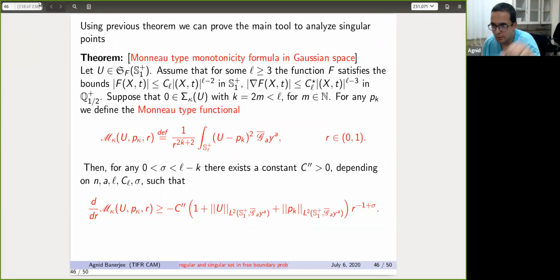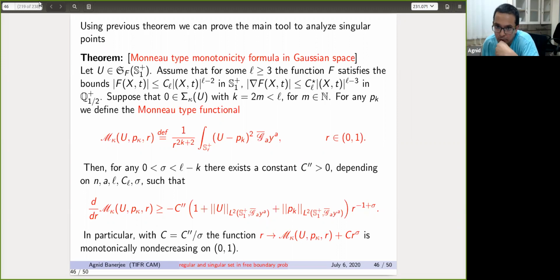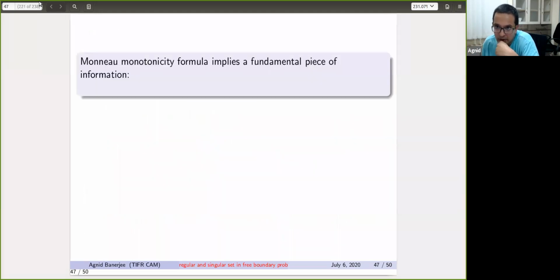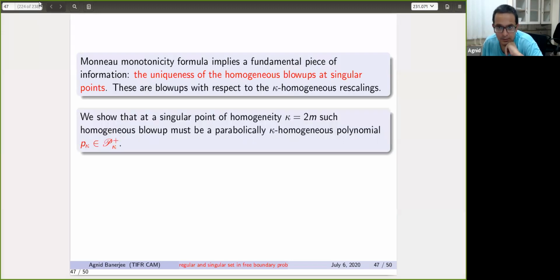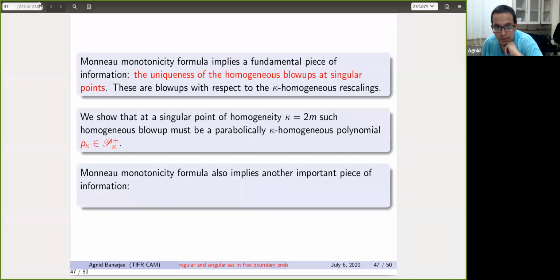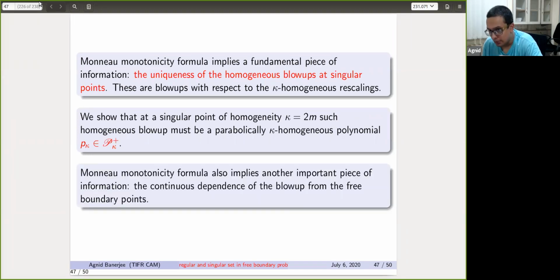So with this type of monotonicity, what you are able to show is that the homogeneous scalings converge to some homogeneous blow-ups, and the homogeneous blow-ups are first of all unique, and that is something you can quite easily extract out of the monotonicity. And the second thing being, there is a continuous dependence of the blow-up on the free boundary points.